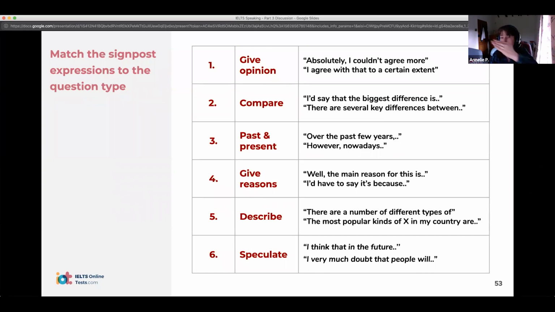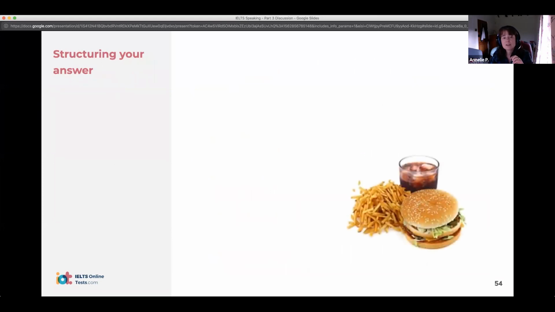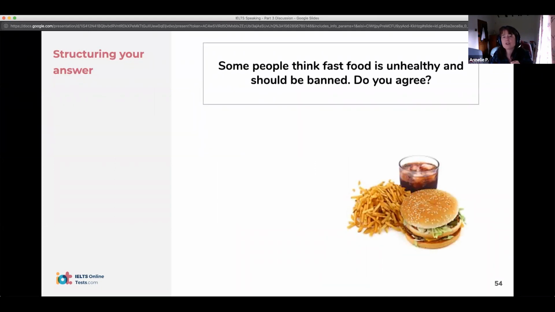So this is my opinion. In my opinion, this is the reason. The main reason is all the way through your answer. Very well structured answer is what we're looking at, not just fluency. Fluency without structure is not going to get you a good mark in the first section. So let's look a bit more at how we're going to structure that.